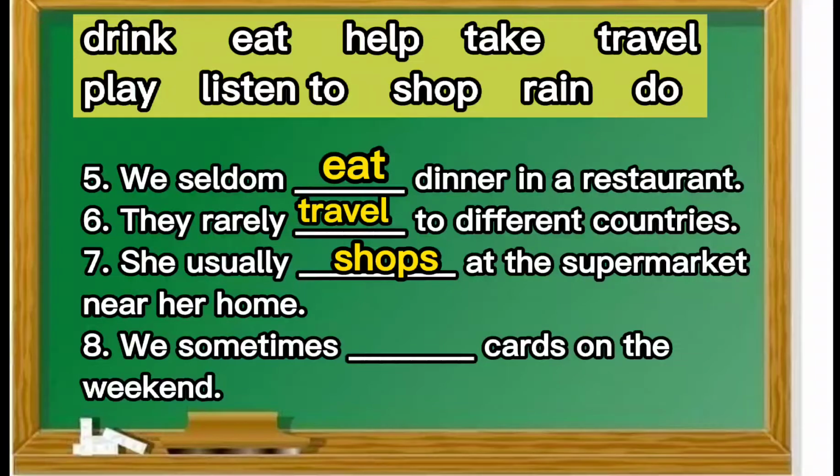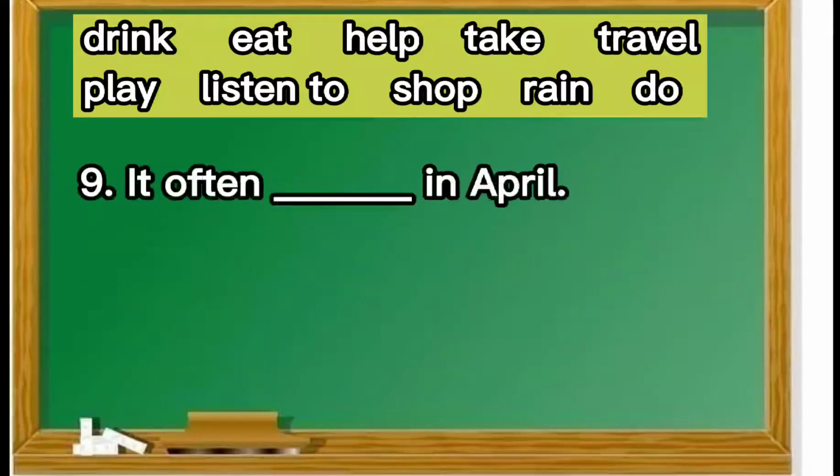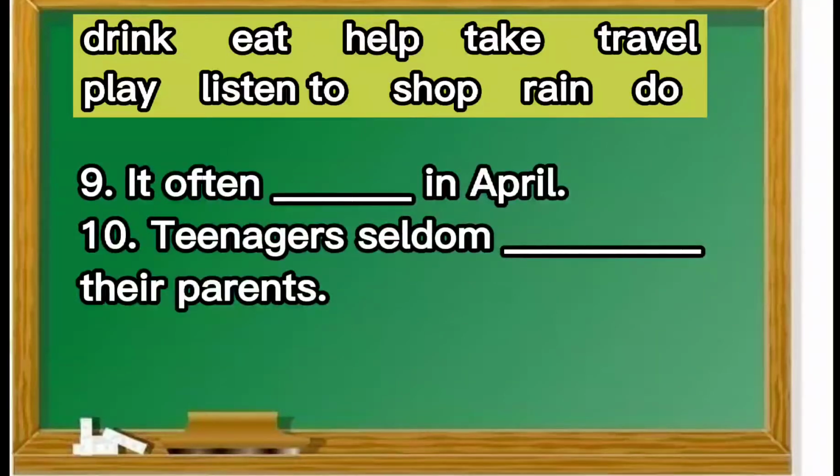Number 8, we sometimes blank cards on the weekend. The only appropriate word to that is the word play. We will not be adding S to the verb play because the subject we is already in plural or more than one. Number 9, it often blank in April. Since the remaining verbs are listen to and rain, we are going to choose the verb rain.